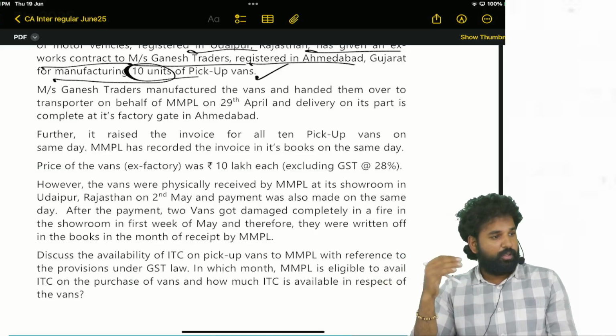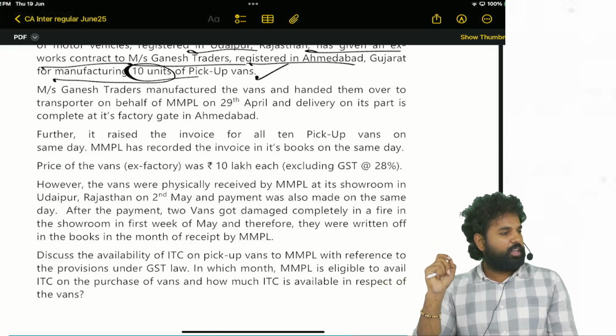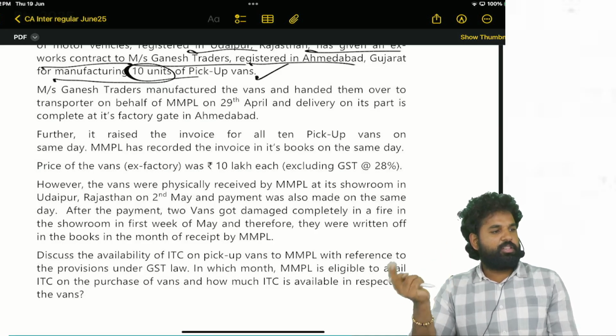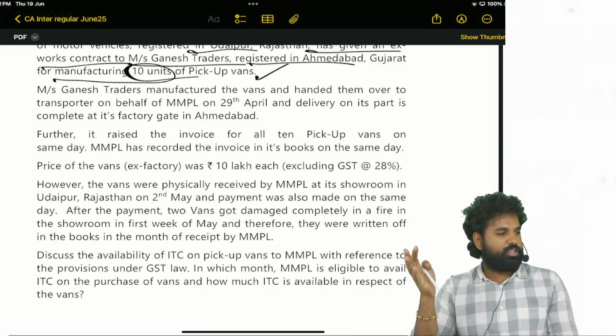So this is available. Next. And Rajasthan on 2nd May, Udaipur, Rajasthan 2nd May, and payment was also made on the same day. Physically received in Rajasthan on 22nd May, and payment was also made on the same.